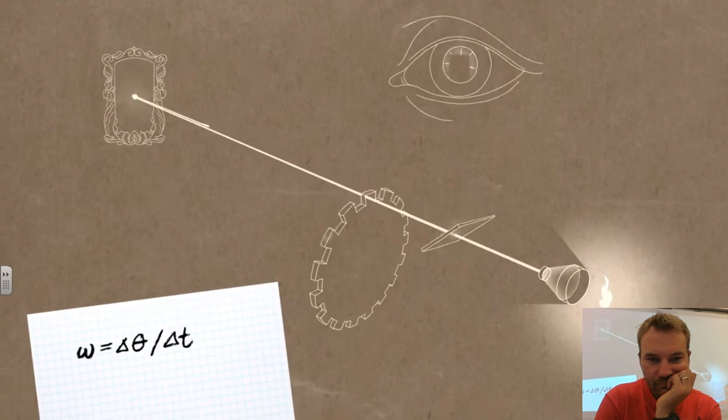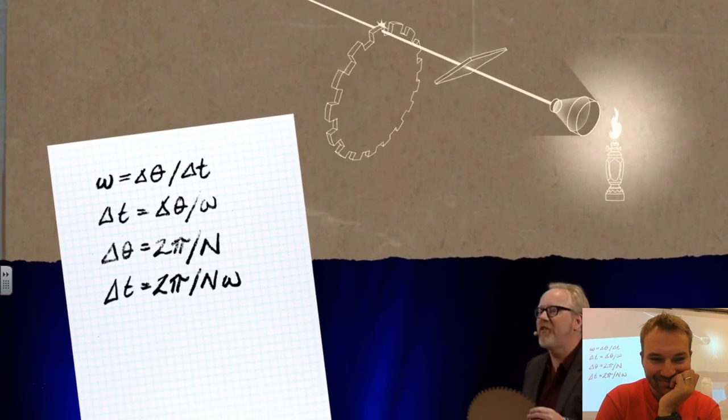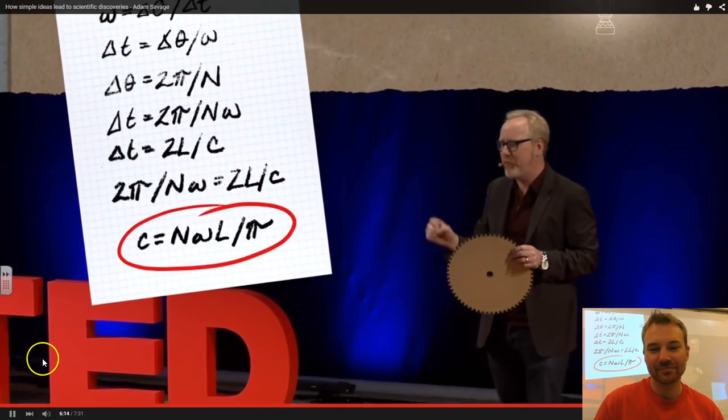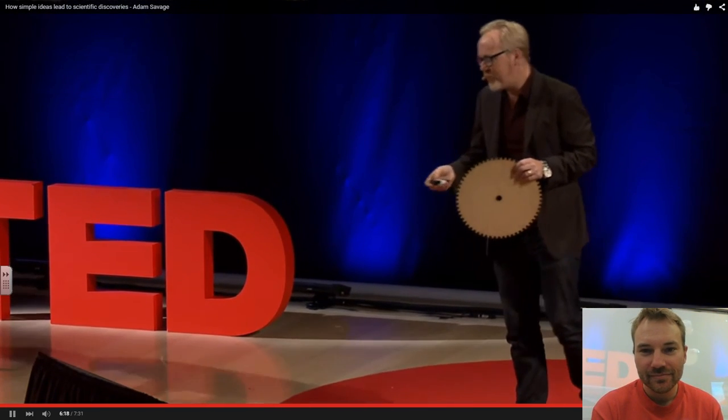And then, based on the distance between the 2 stations and the speed of his wheel and the number of notches in the wheel, he calculates the speed of light to within 2% of its actual value. And he does this in 1849.